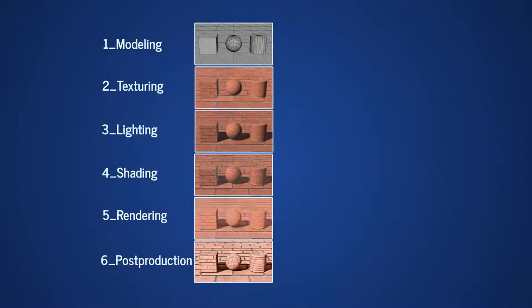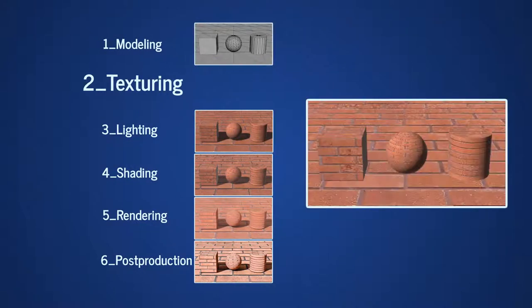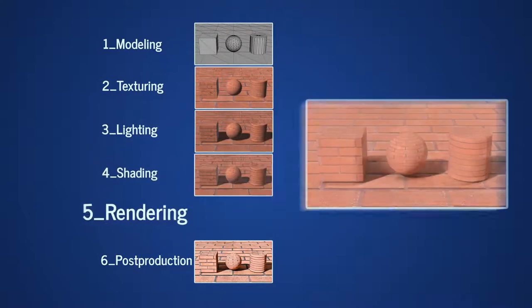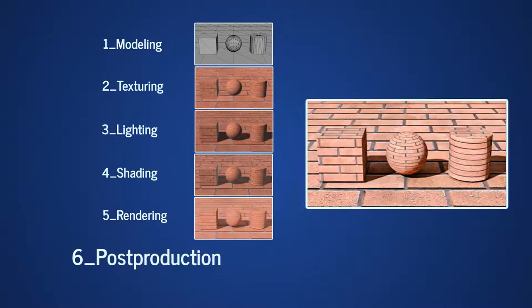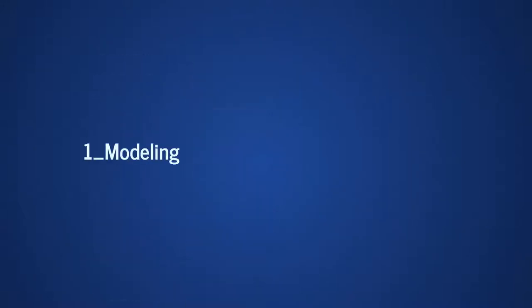3D Photoshop has 6 main parts: 1. Modeling, 2. Texturing, 3. Lighting, 4. Shading, 5. Rendering, 6. Post-production. In the first lessons, we focus on modeling. Then we go to other parts.